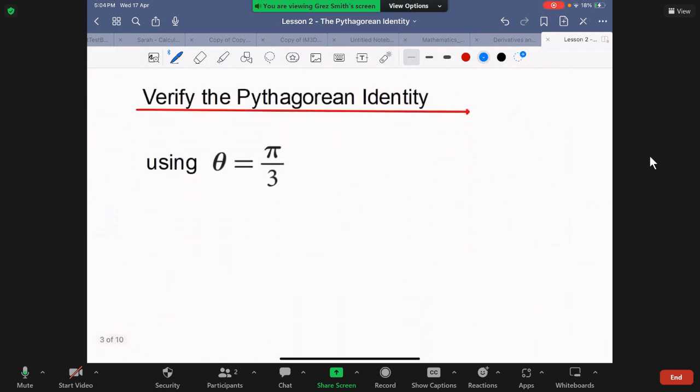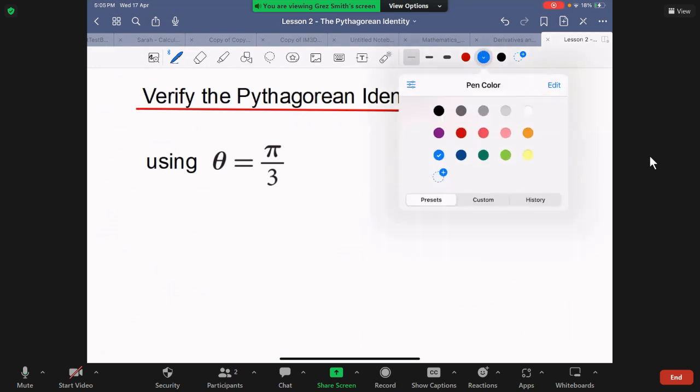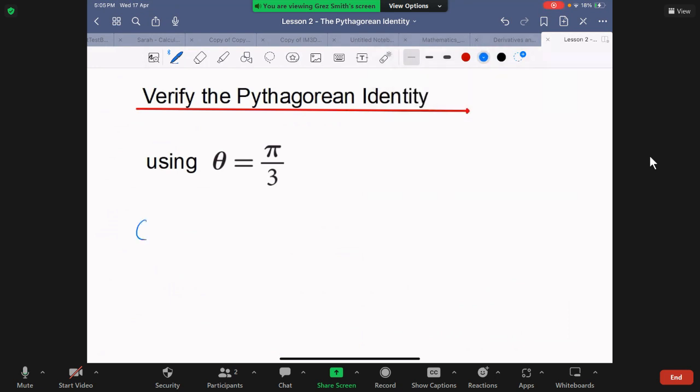So let's verify the Pythagorean identity for a specific value. This is going to give us sine squared pi over 3 plus cos squared pi over 3. This is our left-hand side. We need our table of values.